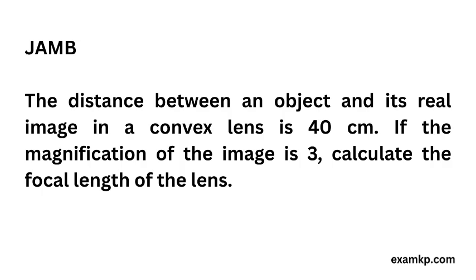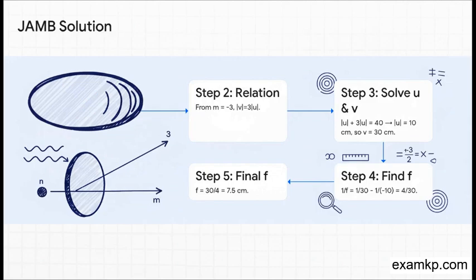Step 1. Get your data. Again, real image, magnification 3. That means m equals -3. Now, the distance between object and image is 40 centimeters. This means the magnitude of u plus the magnitude of v is 40. So u plus v equals 40. Step 2. From our magnification, we know v equals 3u, which means the magnitude of v is 3 times the magnitude of u.